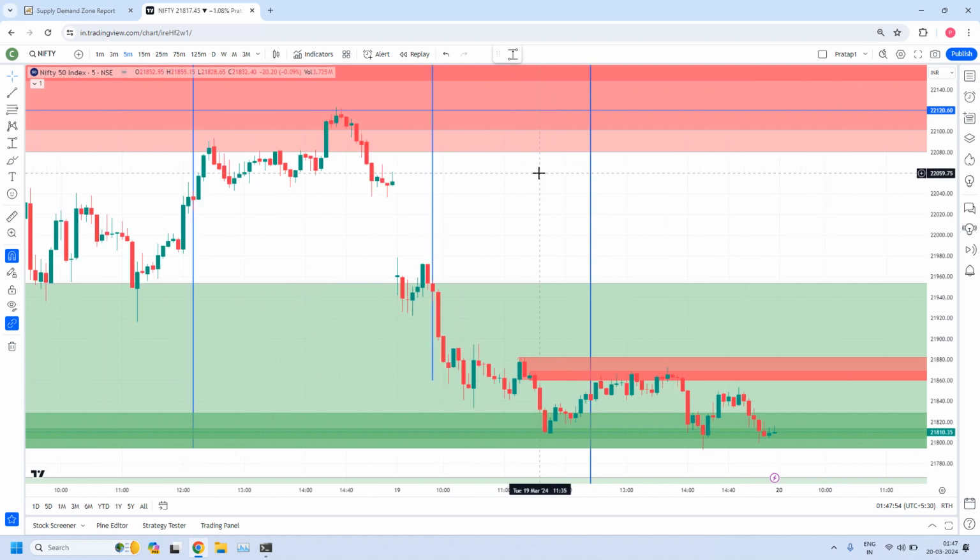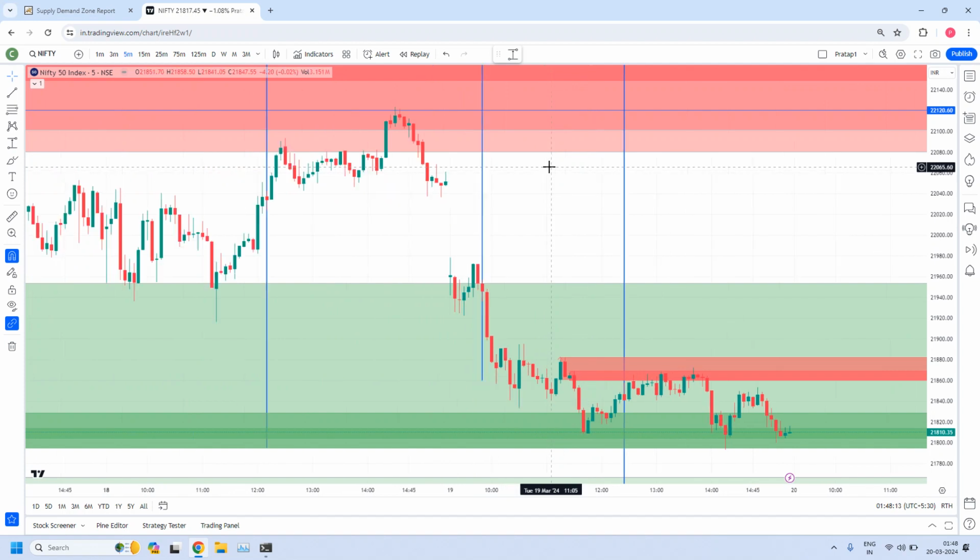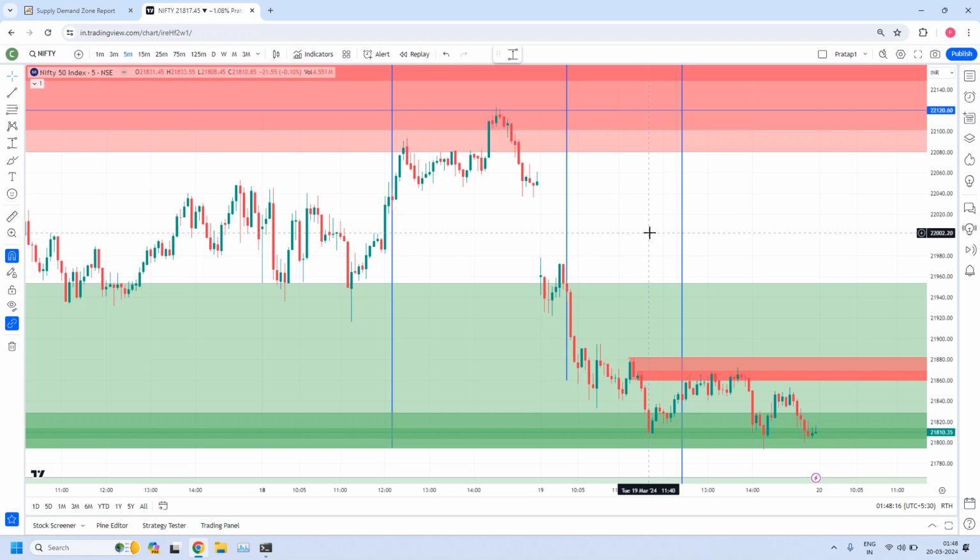I explained all the concepts about fine tuning the zone. I explained when a zone will be violated, how to identify when a zone will be violated. That is an important concept because you should know how to identify when a zone will be violated. Many people don't know this concept. I explained everything in detail. Please go through them.